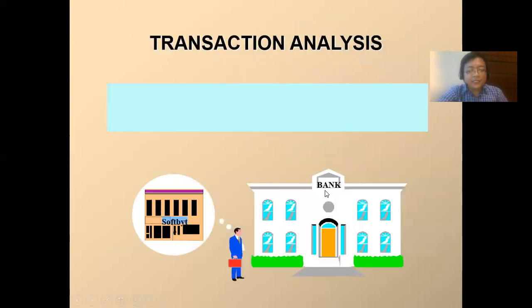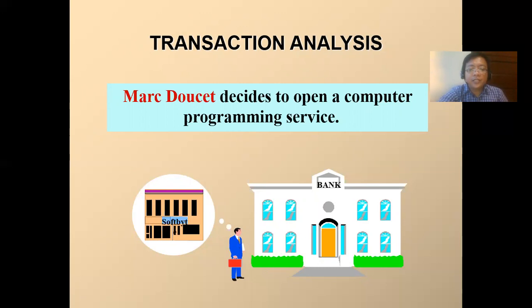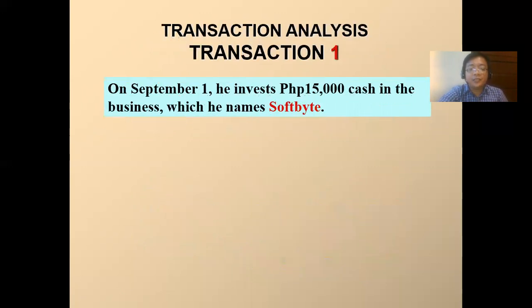To further discuss this, I have here transaction analysis. Don't worry, it is not debit and credit, but merely recording of your assets equals liabilities plus your owner's equity. For example, Mark Doucet decides to open a computer programming service called SoftBite. So he put up his business. On September 1, he invests 15,000 pesos, or let's say dollars, or 15 million, for example. He invests 15,000 cash in the business, which he names SoftBite.